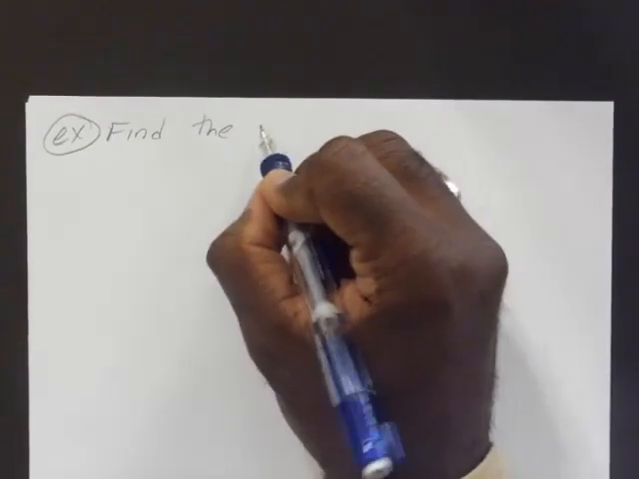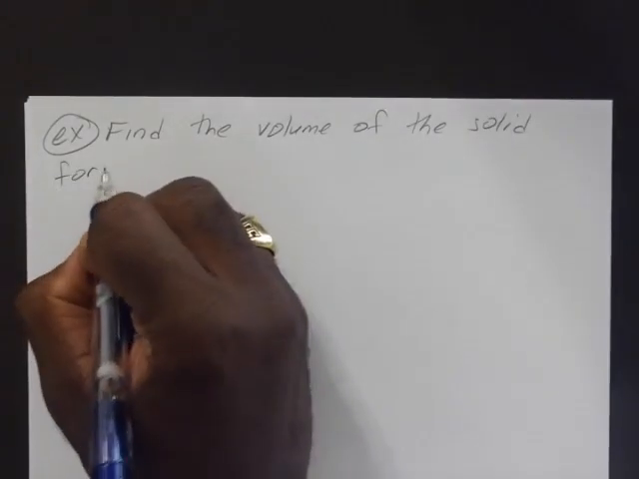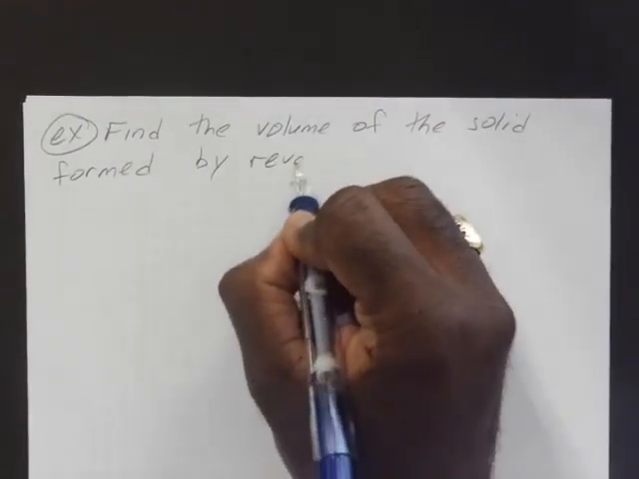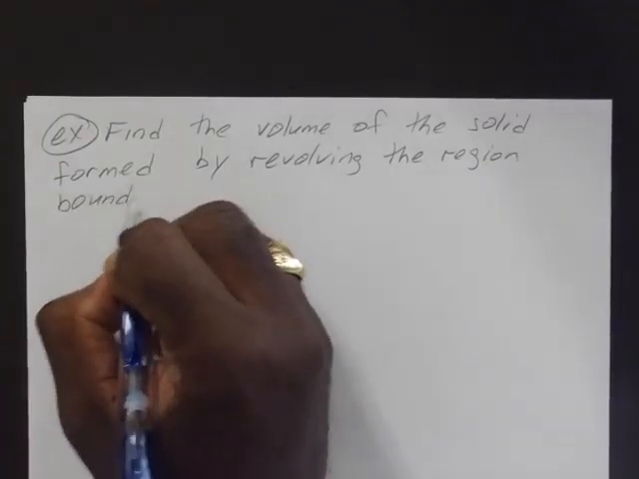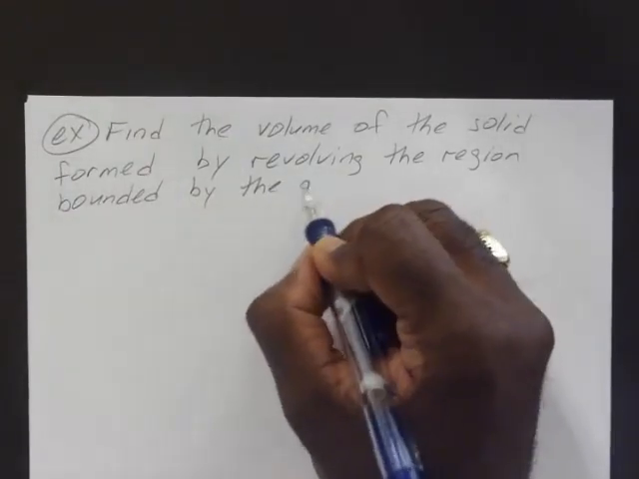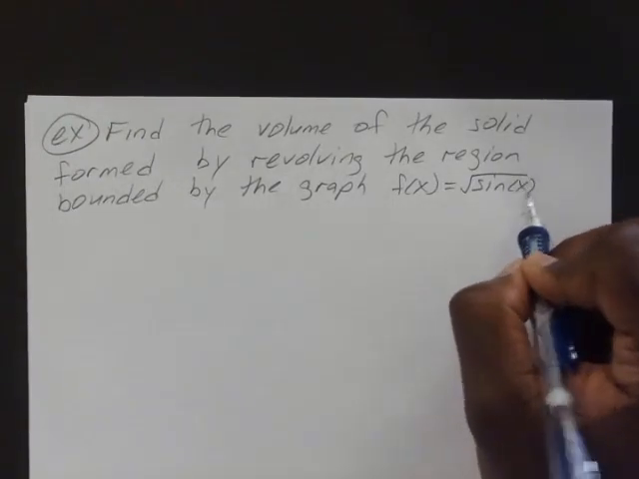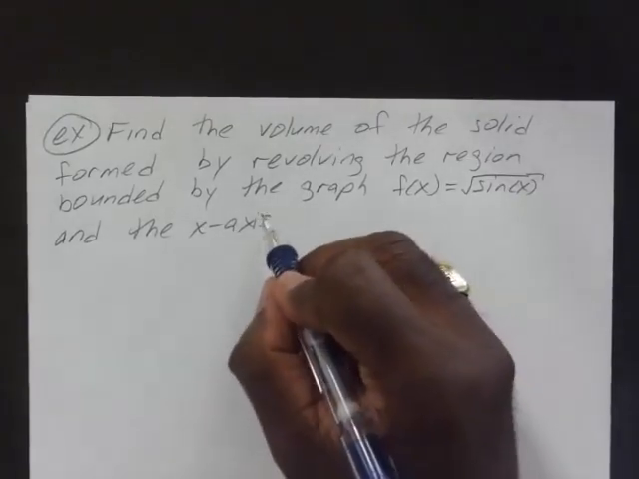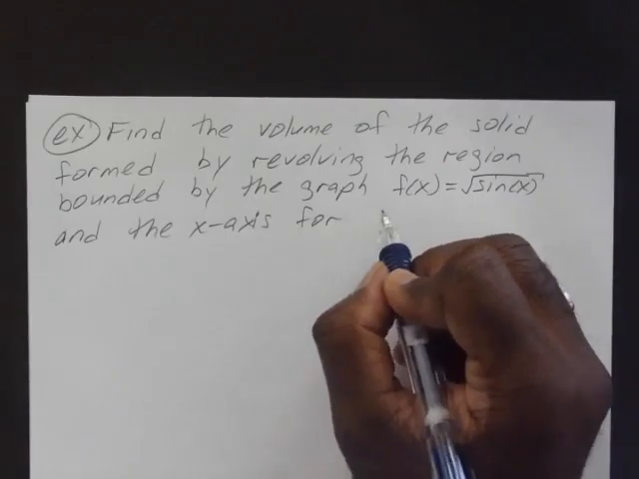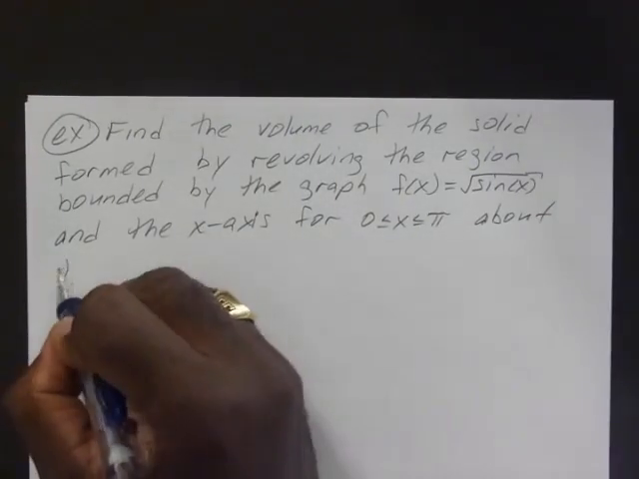Okay, so let's say, for example, we wanted to find the volume of the solid formed by revolving the region bounded by the graph f of x is equal to the square root of sine of x and the x-axis, for the interval from 0 to pi, about the x-axis.